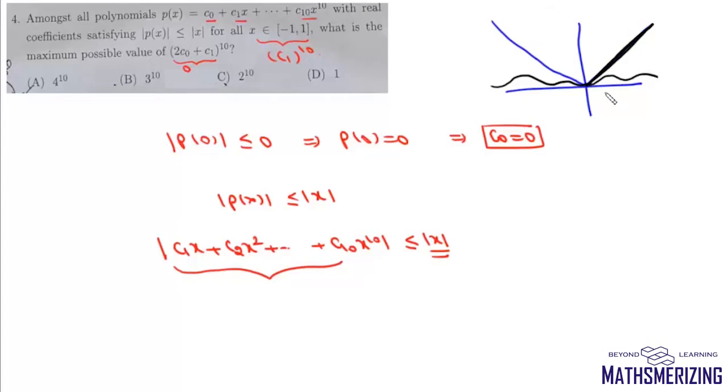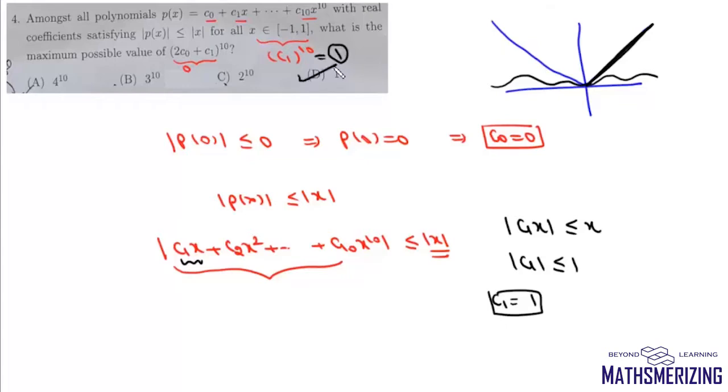That means this coefficient of x, which is C1x, and this mod of C1x will always be less than or equal to x. From here we get this condition that mod of C1 is always less than or equal to 1. Now here the maximum possible value of C1 is 1. Now if we take the maximum value of C1, this value will be simply 1 to the power 10, which is 1. So the answer to this question is option D.